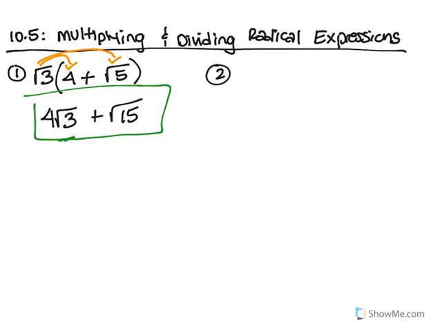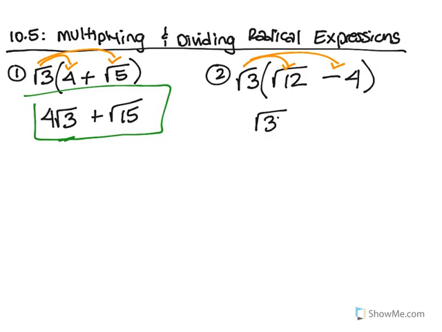What if we had the square root of 3 times, in parentheses, the square root of 12 minus 4? So when we distribute, the square root of 3 times the square root of 12 is what? The square root of 36. But what is the square root of 36? 6. It's 6.